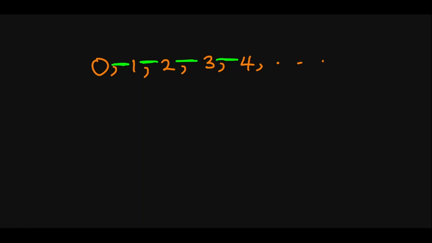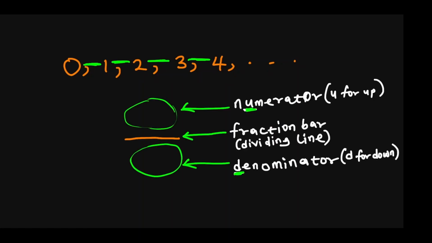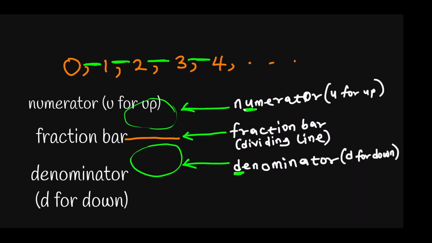So from what we've said now, a fraction is one of the ways to represent an incomplete or a number that is not whole. A fraction has three parts. The upper part, which is called the numerator, as we see here, the middle part, which is the fraction bar, or let us call it the dividing line, and the lower part, which is called the denominator. If you ever have a challenge mixing the upper part and the lower part, just remember that numerator has a U, and that U stands for up. Denominator has a D, and the D stands for down.